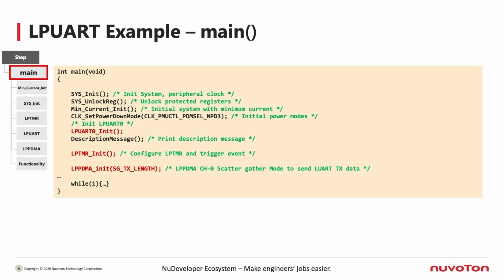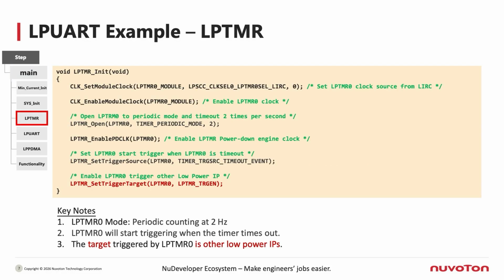As for the basic system initialization, such as the minimum current initial function, system initial function, and UART initial function, those steps are the same as what we explained earlier in the low power timer example video. So here, we won't repeat the details, and you can refer back to that video if you want a deeper explanation. First, let's start with the low power timer configuration.